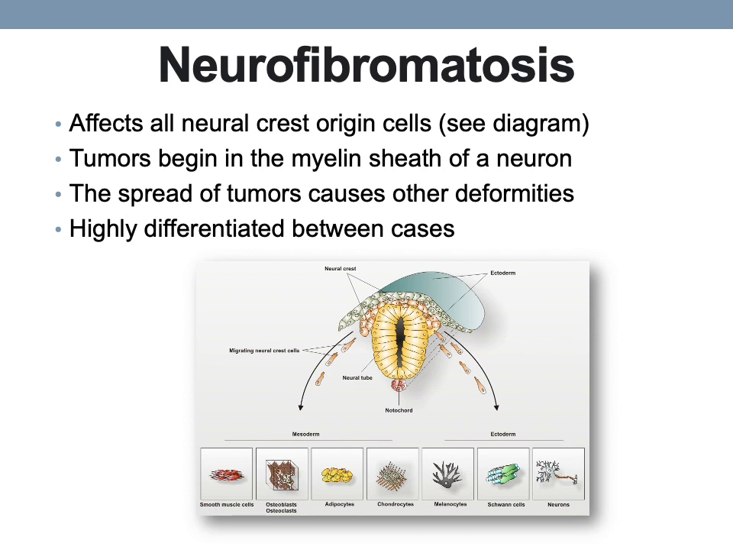The tumor will begin in the myelin sheath of a neuron. The spread of tumors causes other deformities, and it is highly differentiated between cases. If you look at the diagram below, you'll see that it affects myocytes, melanocytes, adipocytes, osteocytes, neurons, Schwann cells. It's just amazing how many different neural crest cells that this condition affects.